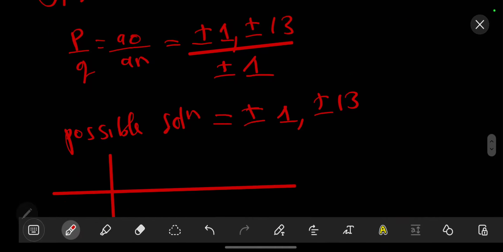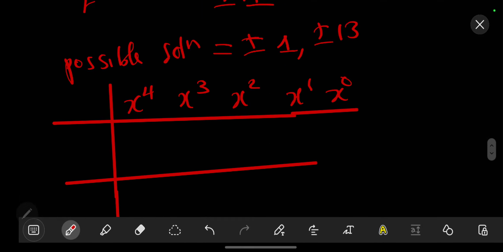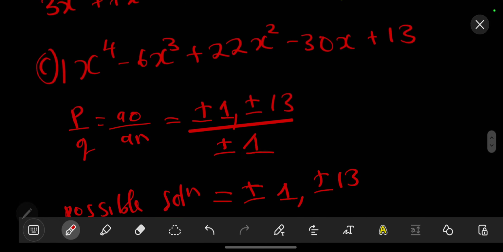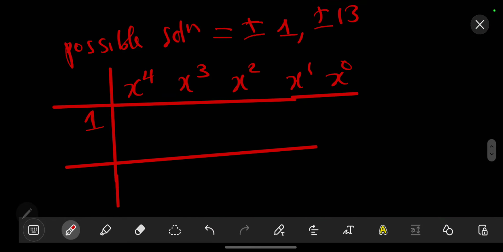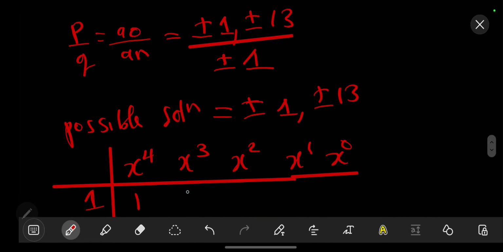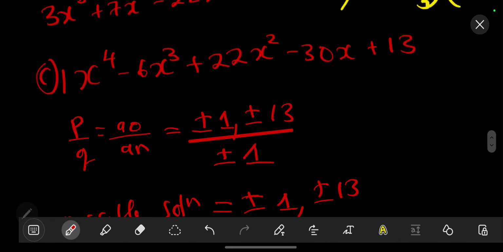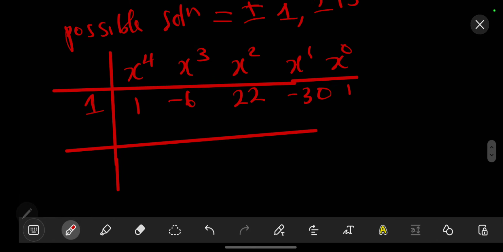So the highest power is 4. So we are going to have our x to the power 4, x to the power 3, x to the power 2, x to the power 1, and finally we are going to get x to the power 0 there. Then our factor is such that we have a positive one. Then what are the values? So the values in front of x to the power 4 is 1, x to the power 3 it is a negative 6, we have a positive 22, we have a negative 30, we also have a positive 13, like that.